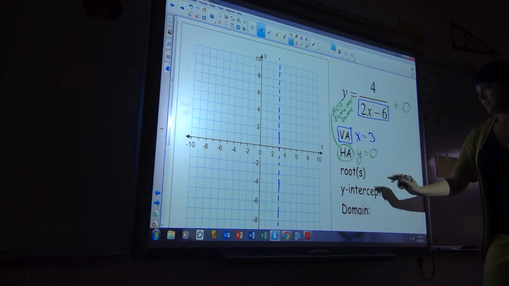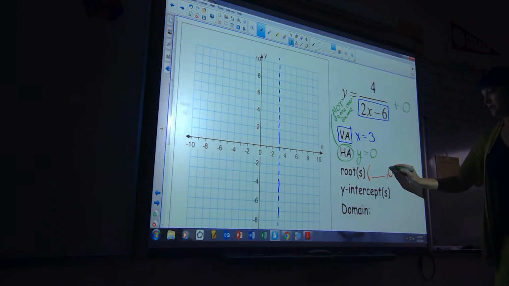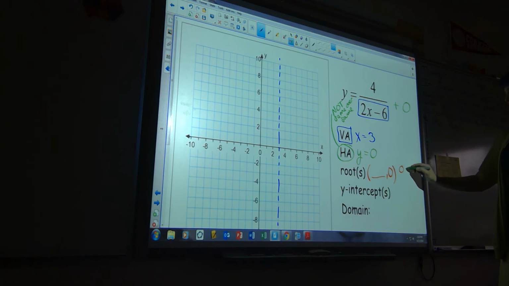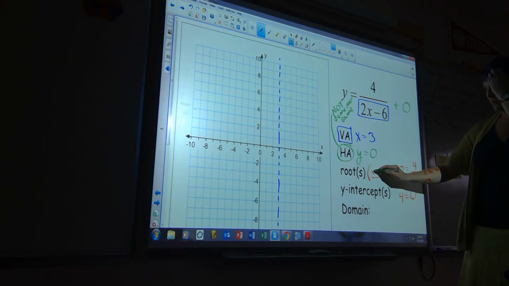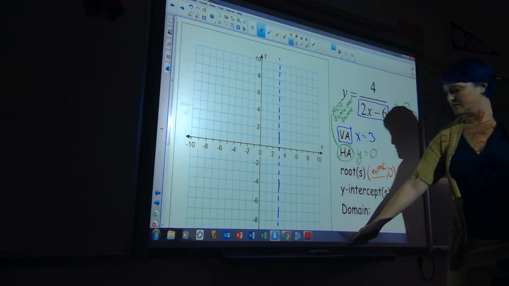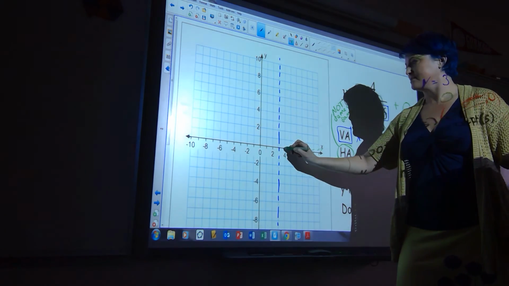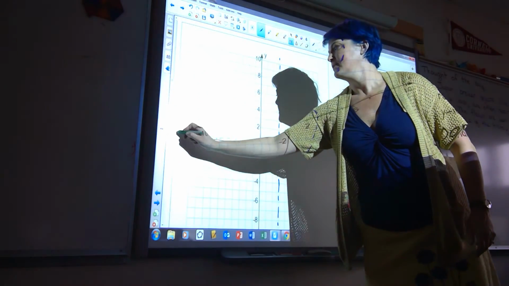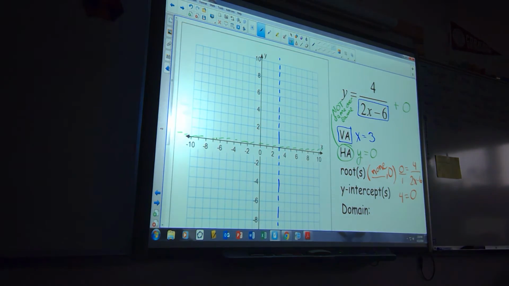All right, roots, got to calculate those. Plug in a 0 for y, so 0 is equal to 4 over 2x minus 6. Use your cross products, and you're going to get 4 equals 0. No. Now, I might have caught that faster if I had graphed my horizontal asymptote. Now I can see why I don't have any x-intercepts, because there's an asymptote there.